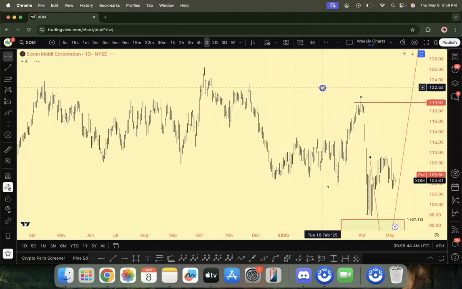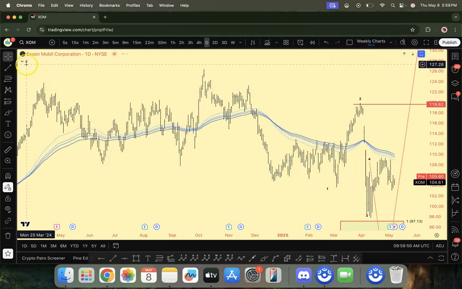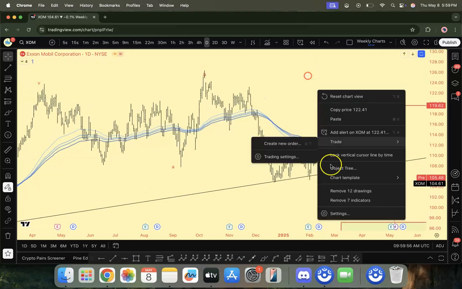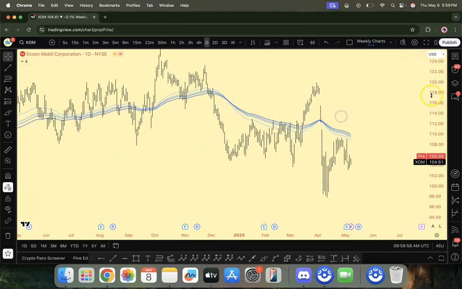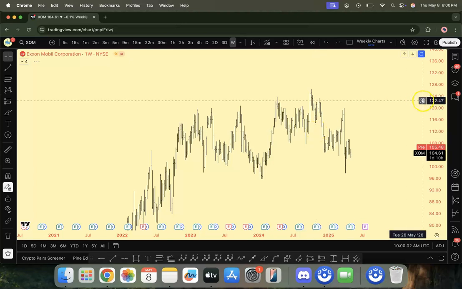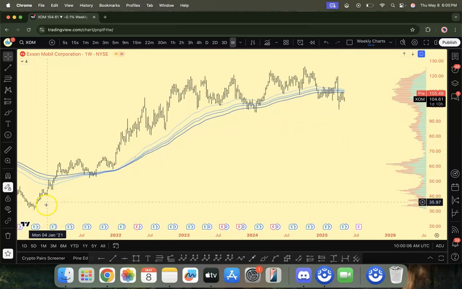Let's go to ExxonMobil for another example for downtrends. Sorry guys, it's really laggy. All right. So ExxonMobil, you can see, goes to the weekly. You can see it's still in an uptrend, so you can use Fibonacci retracements to get entries.